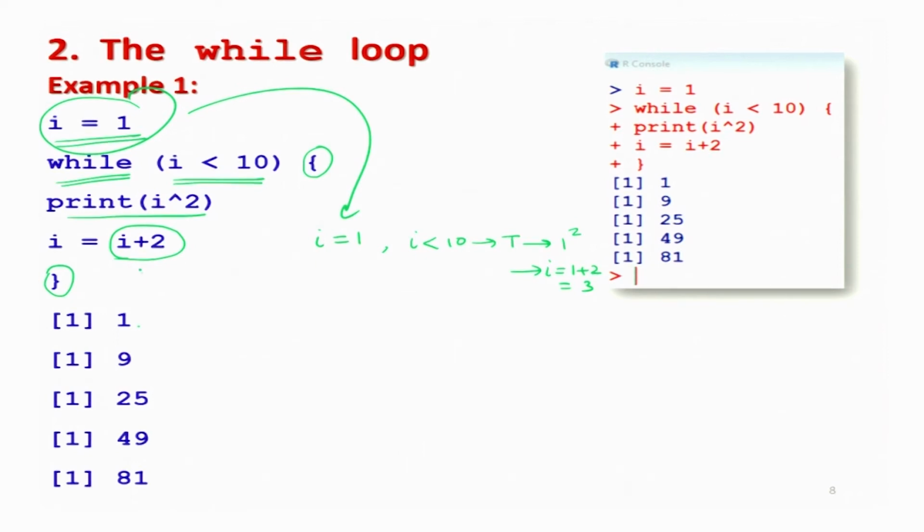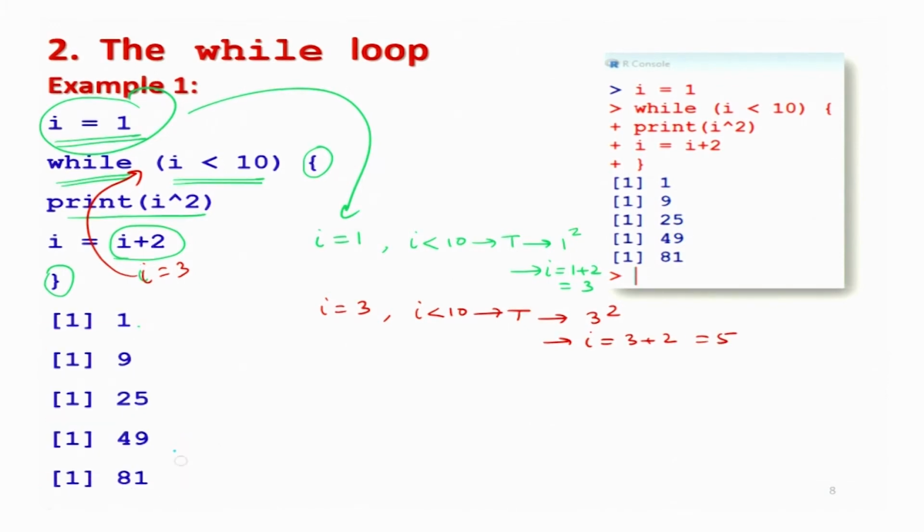And now, after it has chosen I equal to 3, the control will go back to the while condition, and it will take this value of I and check whether I is less than 10. So, 3 is less than 10, the condition is true. So, it will print 3 square, and then I will be replaced by 3 plus 2, which is equal to 5.